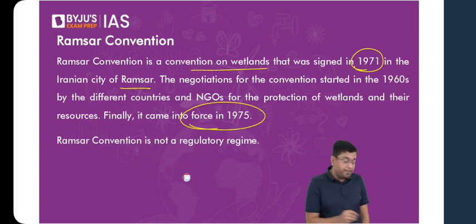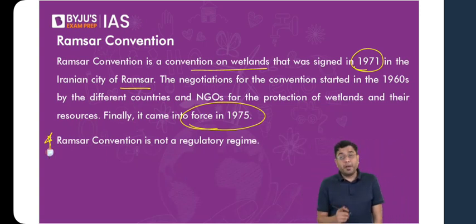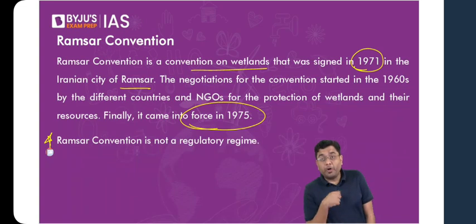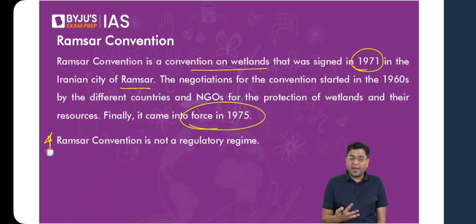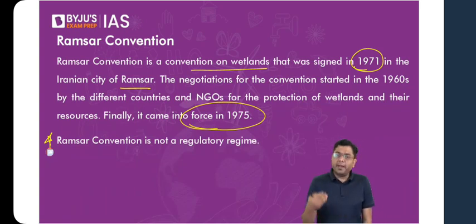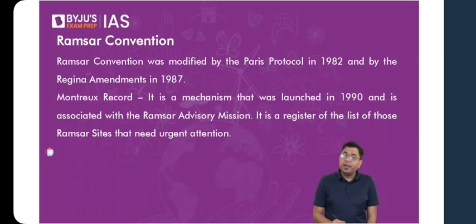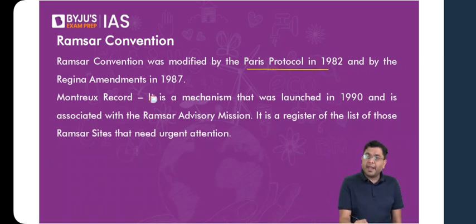It is not a regulatory regime, meaning it will not pass laws about how to handle the wetlands. The states, or the countries, the member nations, need to pass their own legislation to handle these wetlands. That is why India has passed the Wetland Rules of 2010, which was further amended in 2017 as well. Now, overall, this Ramsar Convention was also modified by various conventions such as the Paris Protocol in 1982 and the Regina Amendments in 1987. Now, in this Ramsar Convention, basically, you have the designation of Ramsar sites.